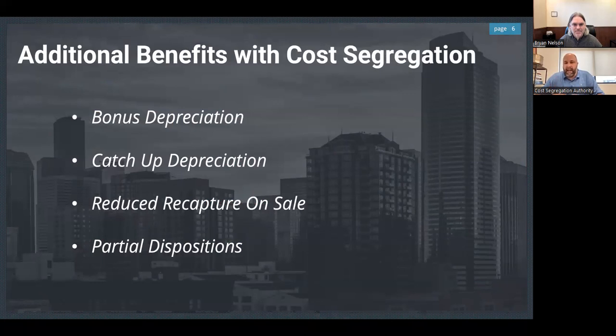Then you've got something called catch-up depreciation. That's when you've owned a building for 5 years, never did a cost seg study. You have a tax liability this year. It allows you to go back and do a cost seg study on that existing building and move all those deductions forward into the current year without ever having to amend a prior year's return, which is great. Then we'll talk about the reduction of recapture on sale.